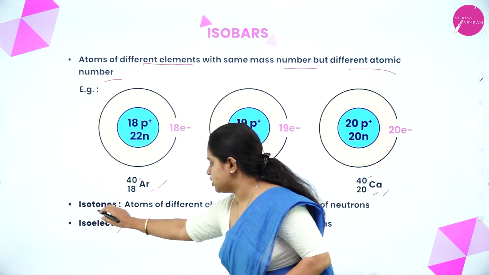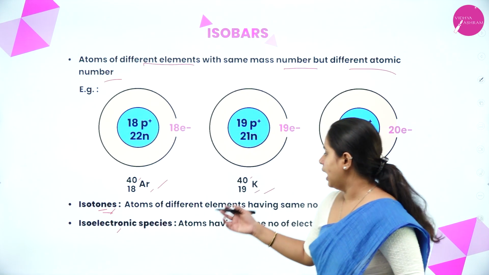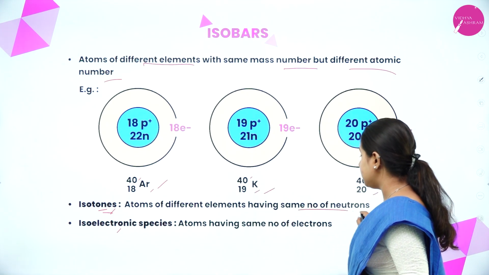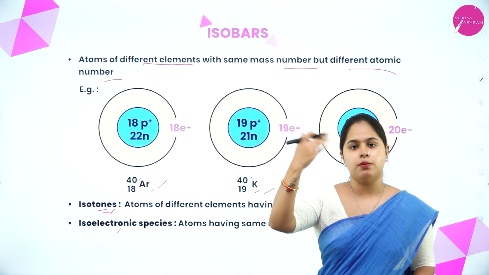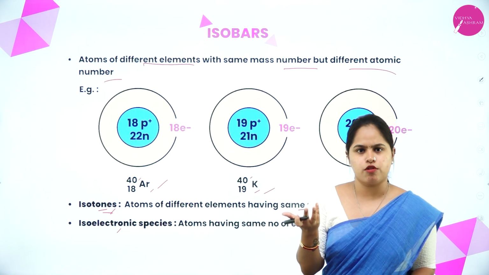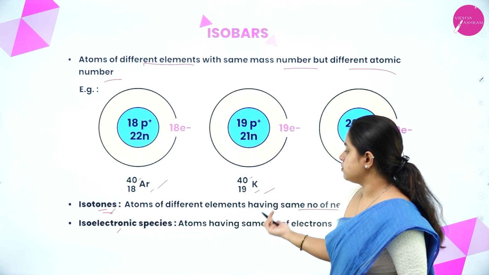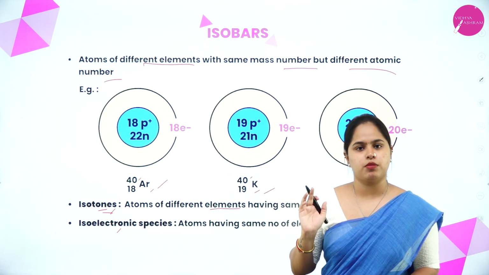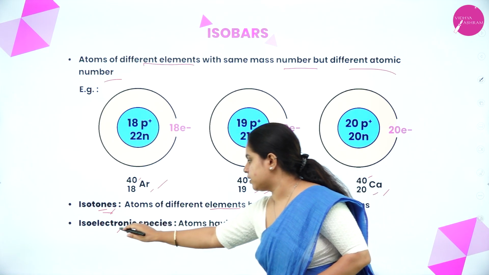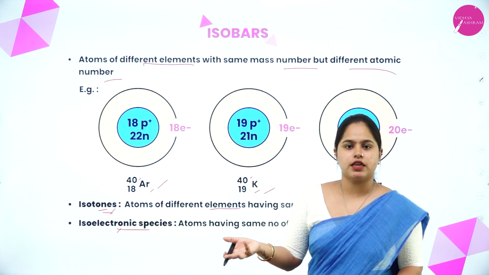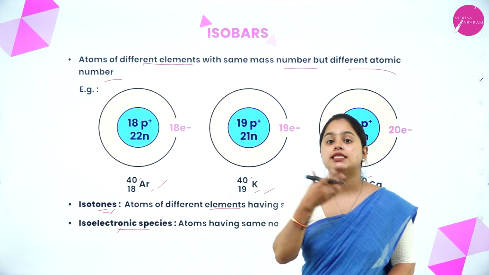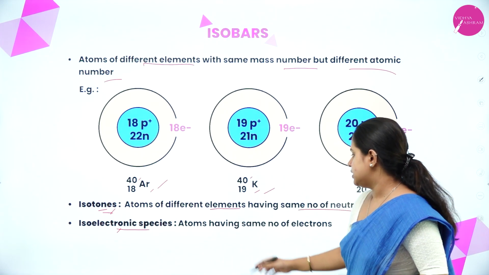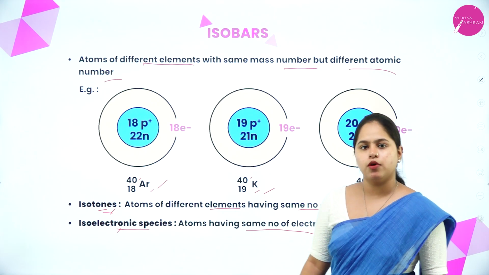There are two more things that you have to remember, that is isotones and isoelectronic species. So what is isotones? They are atoms of different elements having the same number of neutrons. Okay, so when you subtract your atomic number from mass number, you get the number of neutrons. Yes, so they are atoms of different elements which will have the same number of neutrons. And what is isoelectronic species? So as you can see from the name, iso, same, electronic species, they will have the same number of electrons, right? They are atoms having the same number of electrons.